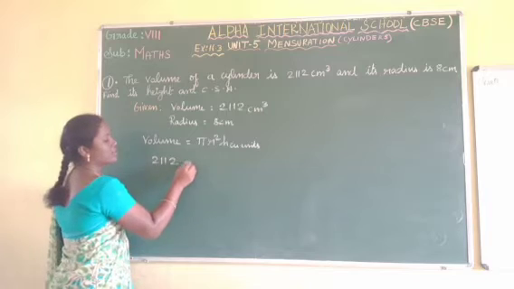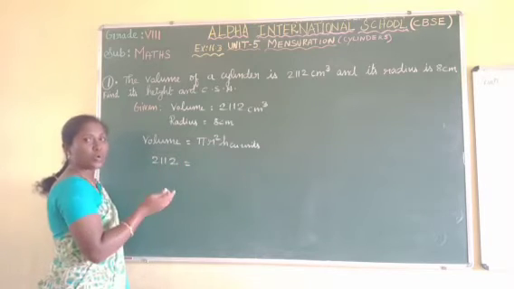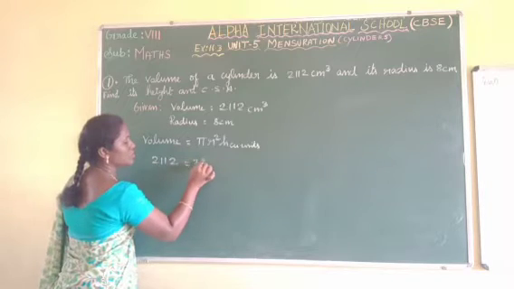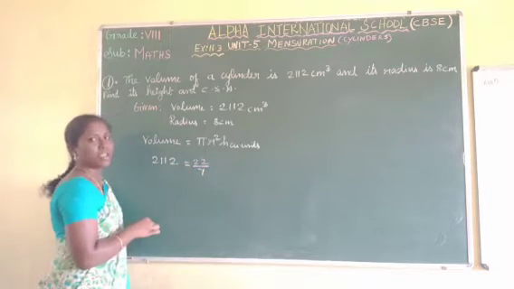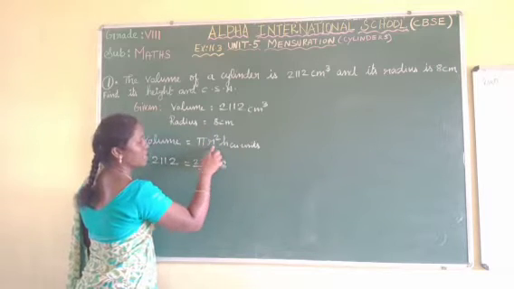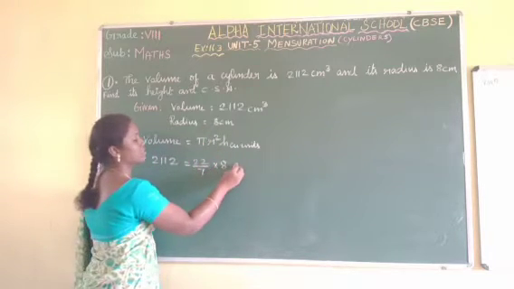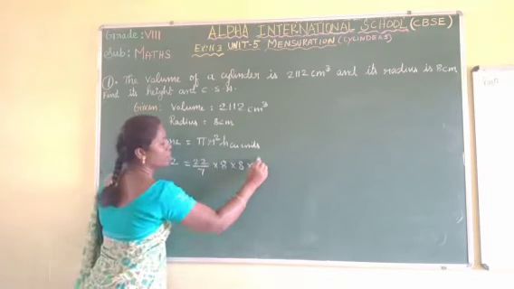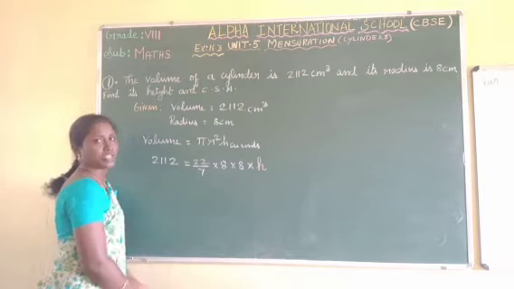Substitute the values that are known and given in the question. We know the value of pi as 22/7. And the radius given in the question is 8. So r square is 8 into 8. And the unknown value is h. That's what we have to find. We have to derive the value of h.